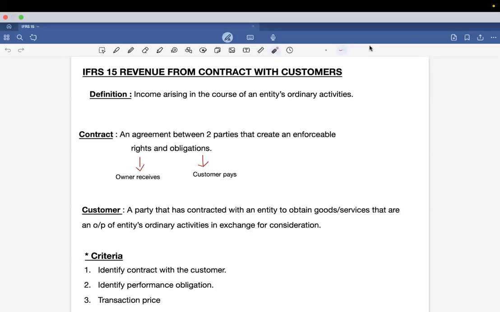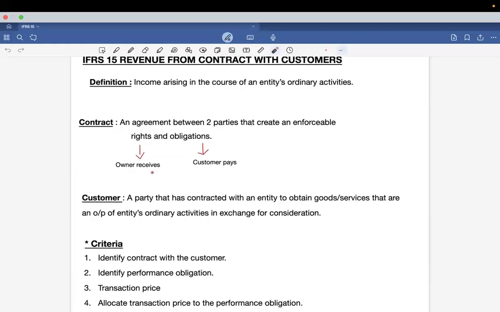The standard deals with the income that the company earns. If in the course of its activity the company is raising income, that kind of income is called revenue. Note that this doesn't involve a one-time transaction. This is something that happens regularly in the business.